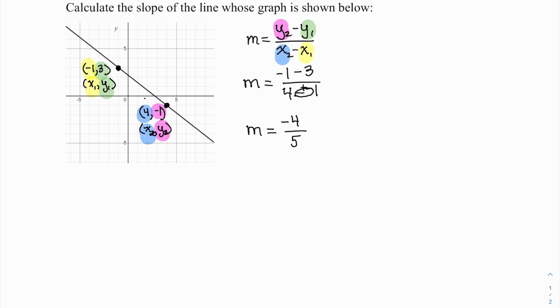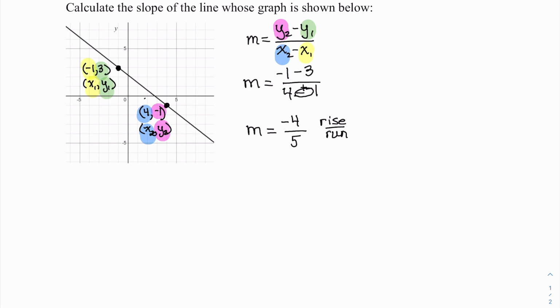Now remember, I spoke of that as rise over run, and we can double check that we did this correctly by remembering that that means from one point on the line to another point on the line, I will go down 4, because -4 rise means down 4, and right 5. The run that's positive is to the right.